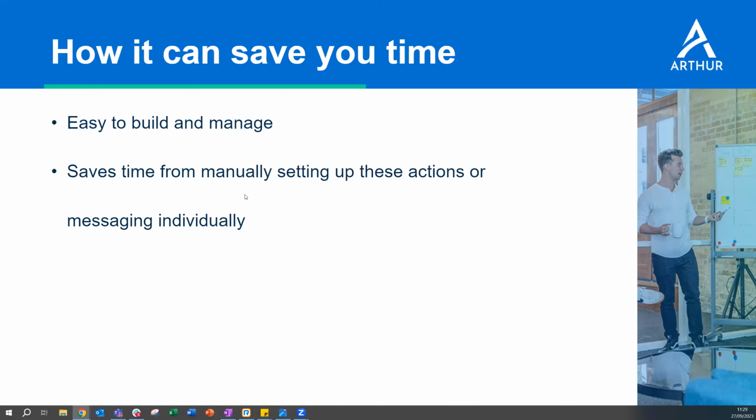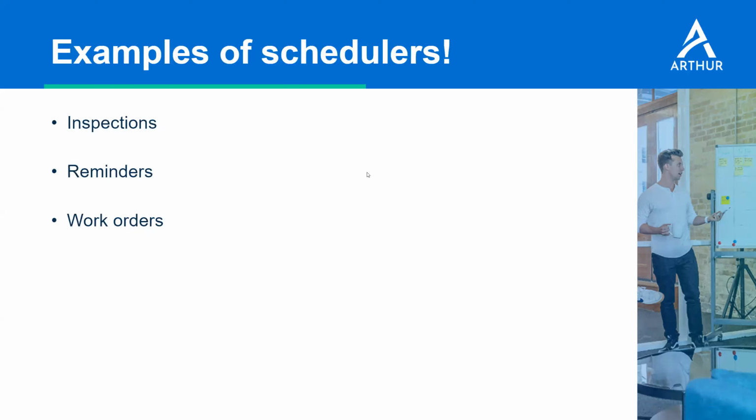So it does save you from having a flurry of replies as well, and saves you from messaging individually. Especially if there are tasks that are always quarterly, like inspections, or always weekly, like taking the bins out, then it just saves you a bunch of time to not do that on a routine basis. Cool. So we have the examples of schedulers, inspections, reminders. We'll go over work orders right here as well.